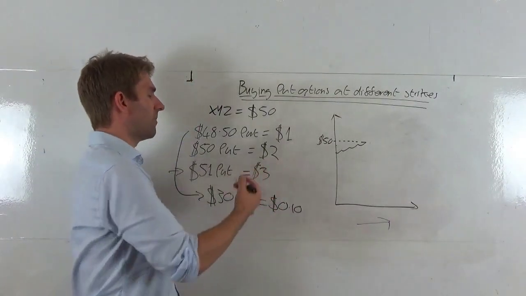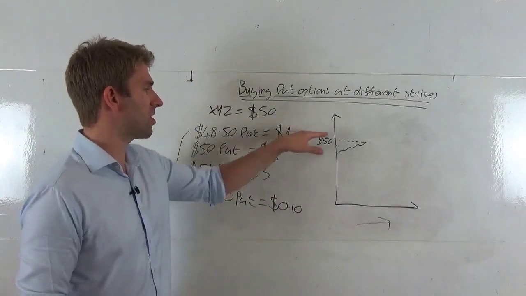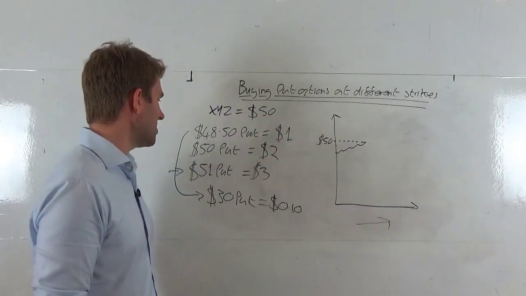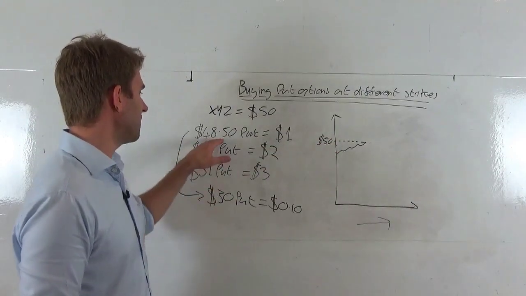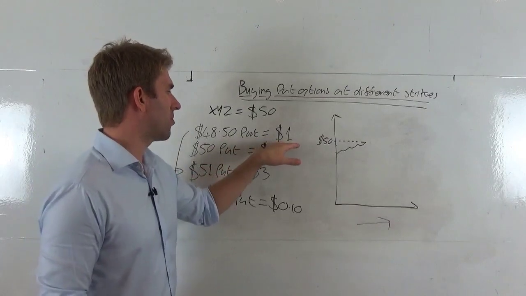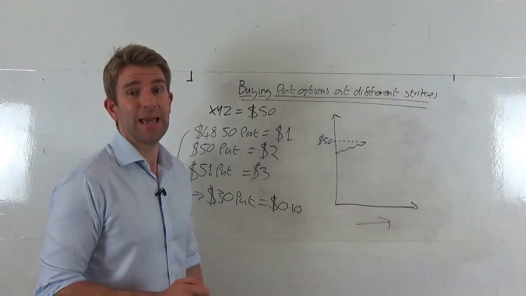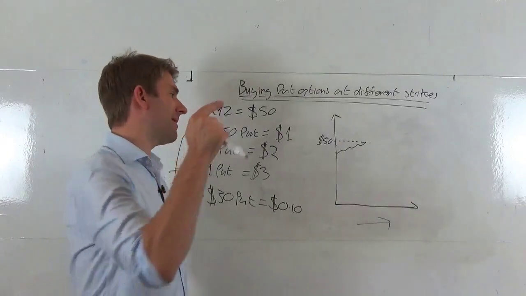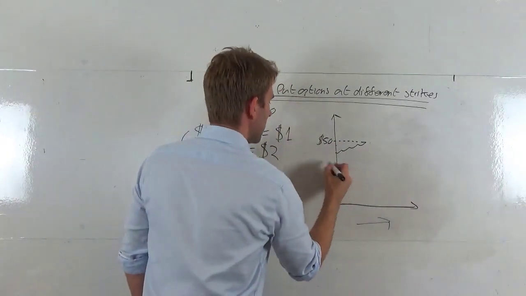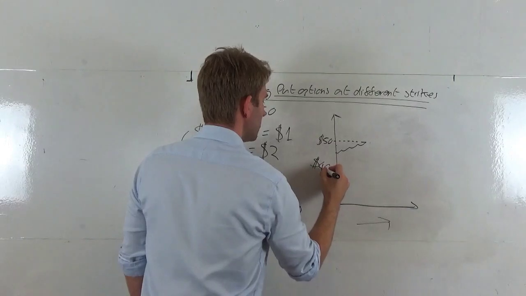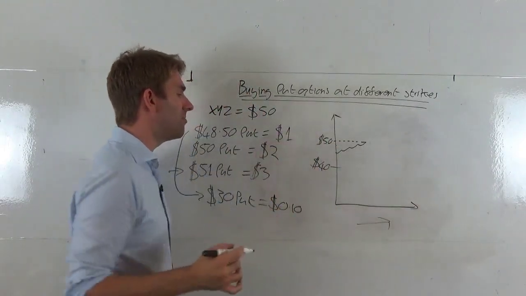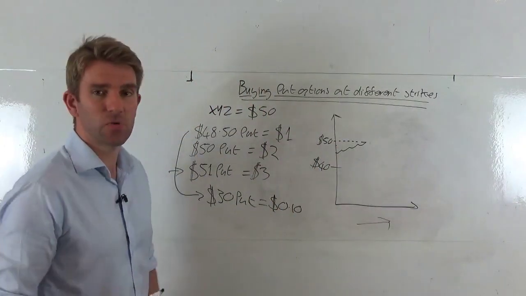Okay, now $50 put, we've paid $2 for that. It's got to be 48 as well. And the 48.50 put, we've got to be at 47.50 for us to make any money. However, imagine now this stock price went down to $40 in value. So there's $10 move in the stock. What happens to each of these?